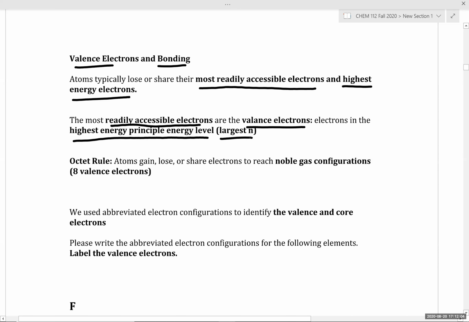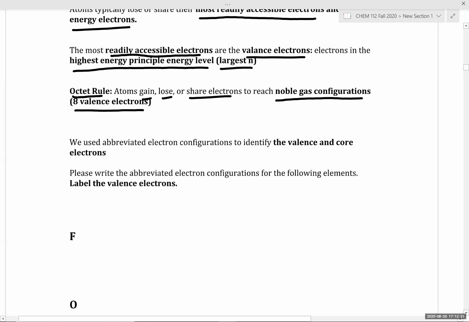Now, in addition to this idea that atoms will use their valence electrons to engage in bonding, we'll also discuss what's known as the octet rule, which is this idea that atoms generally gain, lose, or share electrons to reach a noble gas-like configuration, which is 8 valence electrons. Now, one way that we can very easily identify the valence and core electrons is using what are known as abbreviated electron configurations.